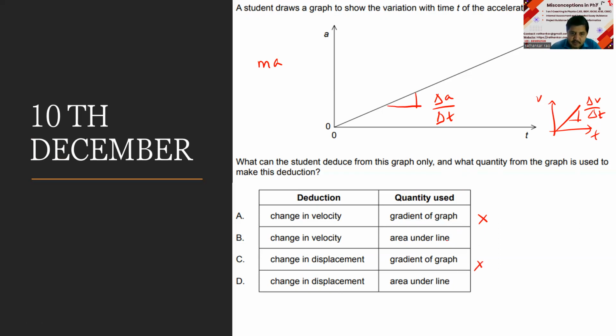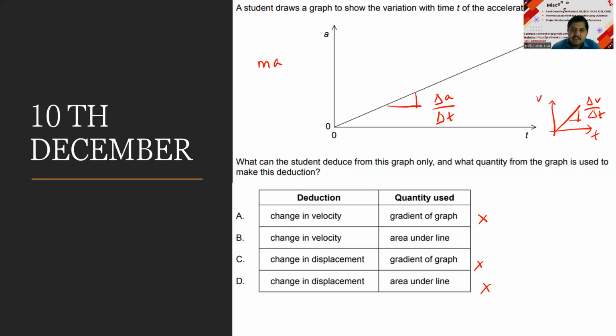Now we need to look at this one here. Next is change in velocity, change in displacement. Now, if you have a velocity-time graph, you can find out the displacement. Okay, but here it's one step ahead. So therefore, you cannot even find the displacement. So this is also incorrect.